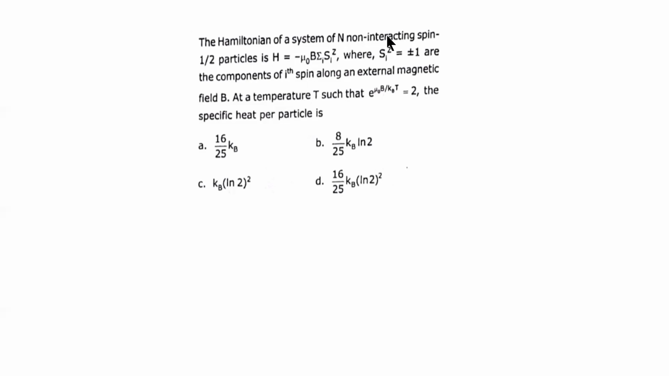First let's calculate the partition function. So we are given the Hamiltonian. So the Hamiltonian is nothing but... and spin-half particles have Siz components plus and minus. Okay, so plus and minus 1.